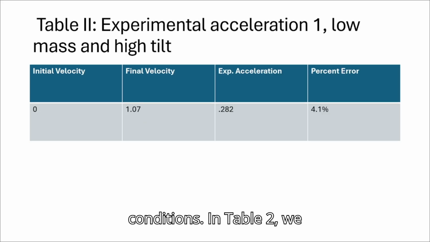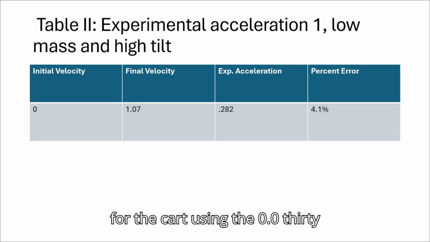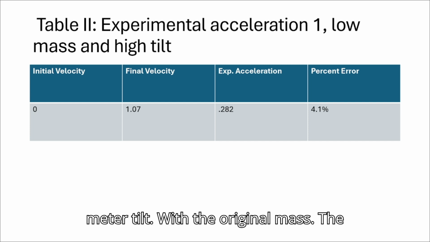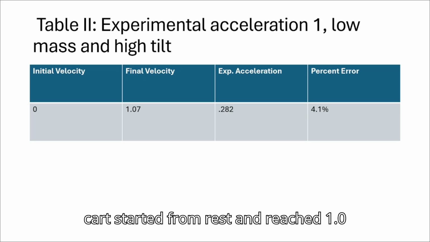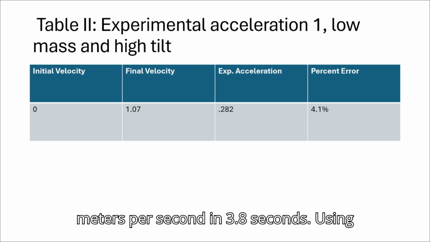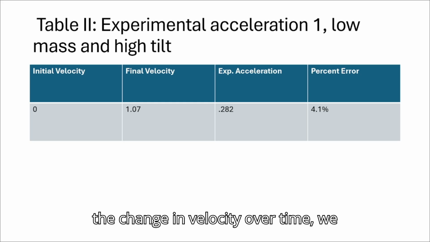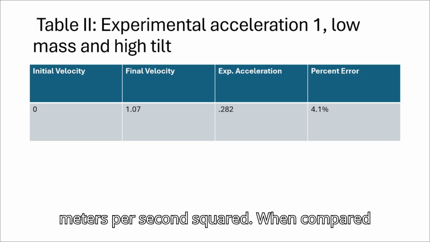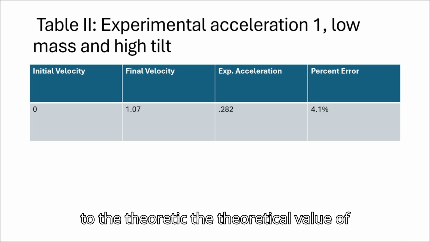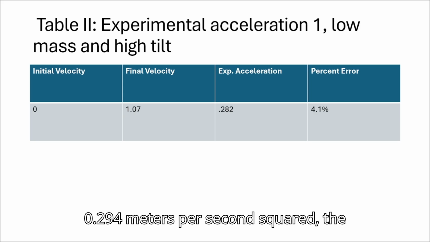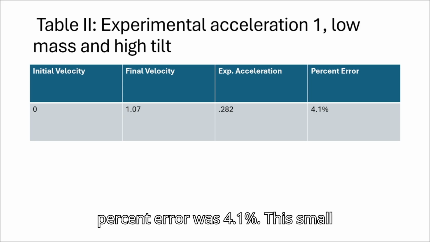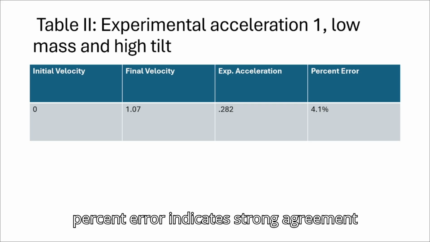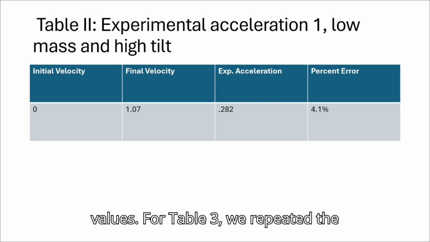In Table 2, we calculated the experimental acceleration for the cart using the 0.030 meter tilt with the original mass. The cart started from rest and reached 1.0 meters per second in 3.8 seconds. Using the change in velocity over time, we calculated an acceleration of 0.282 meters per second squared. When compared to the theoretical value of 0.294 meters per second squared, the percent error was 4.1%. This small percent error indicates strong agreement between experimental and theoretical values.